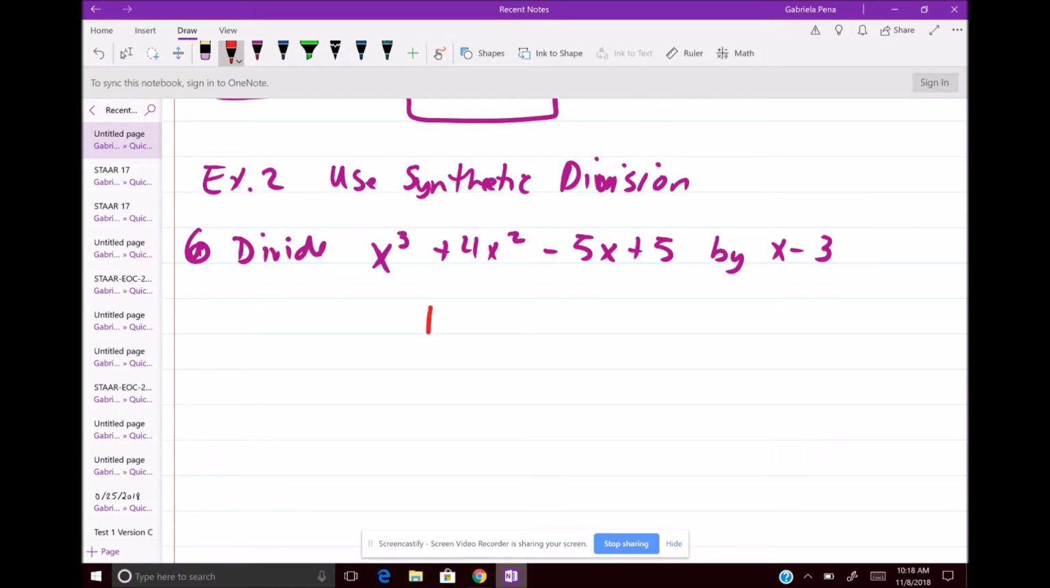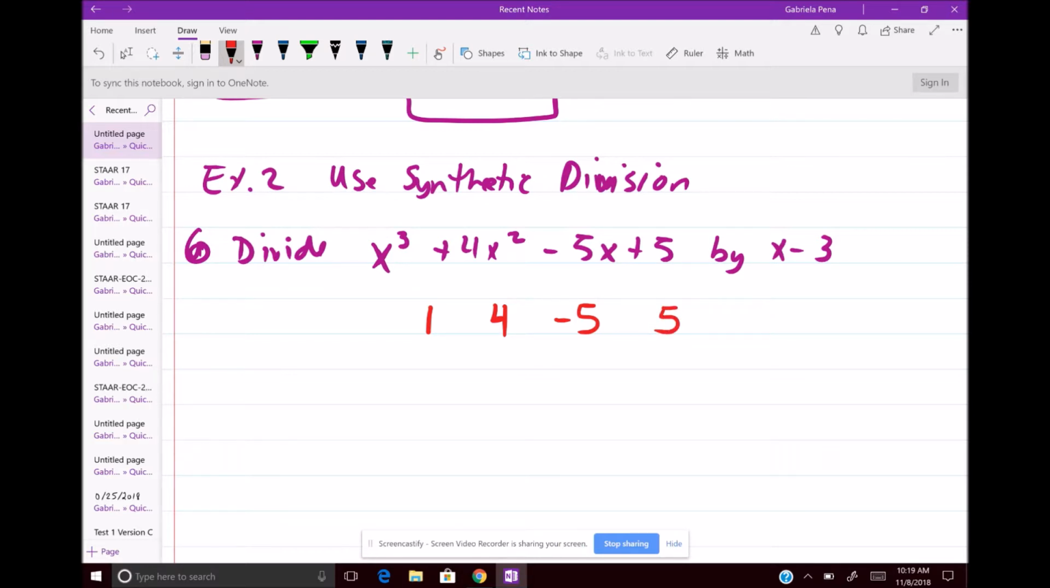Leave a little bit of space. Who's my coefficient for x squared? 4. Put a 4 here. Who's my coefficient for x? And who's my constant? 5.